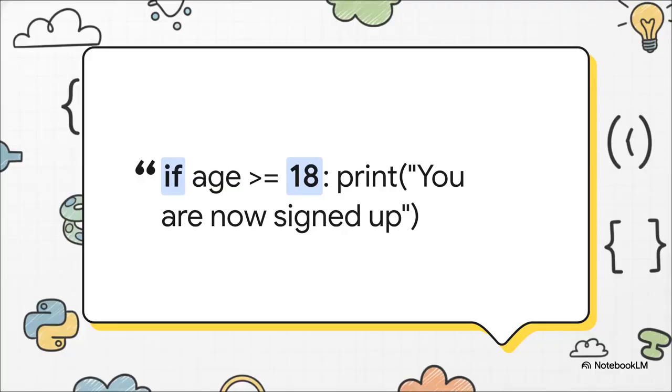Now let's look at how this actually works in Python. It's really clean and easy to read, right? We've got our keyword if, and right after it is our condition, age greater than or equal to 18. That's the question we're asking. Then you see that colon at the end? That's super important. It tells Python, okay, the question is over, what comes next is the code to run. And notice how the print line is indented. That's how Python knows that this specific line belongs inside that if statement.